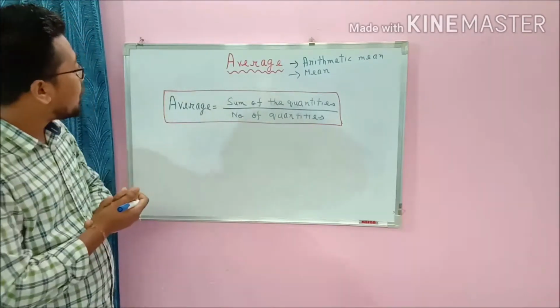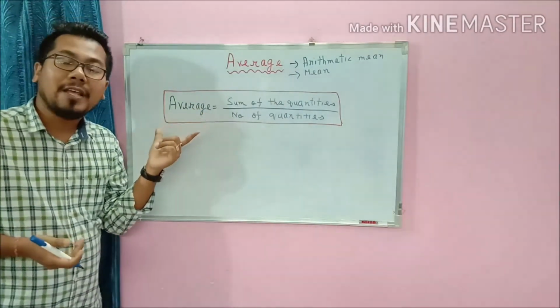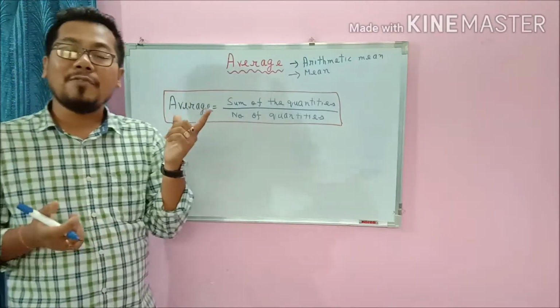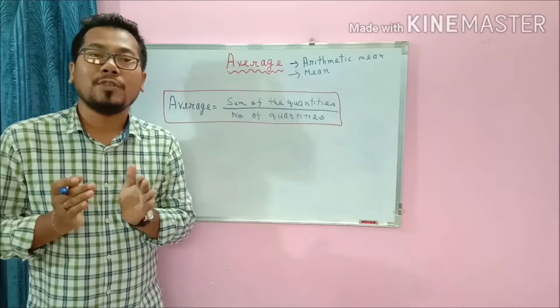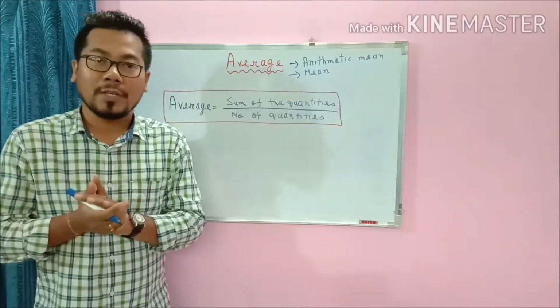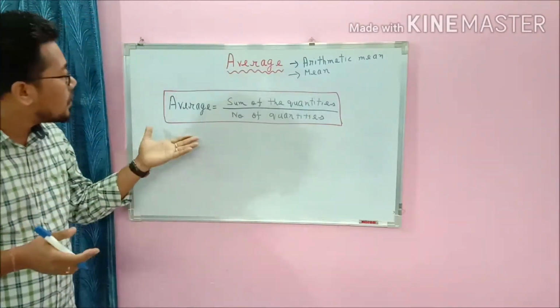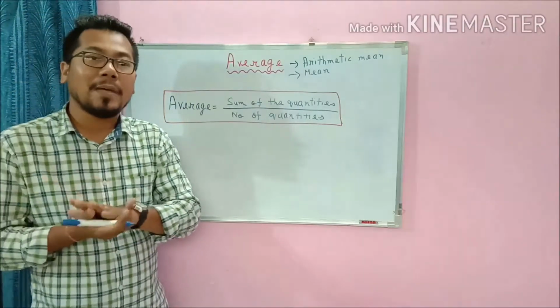Now let me show you the definition of average. Average is that value that is being evenly distributed among a number of quantities. Evenly distributed means equally distributed. Let me show you this with the help of an example, then you will get a better idea.